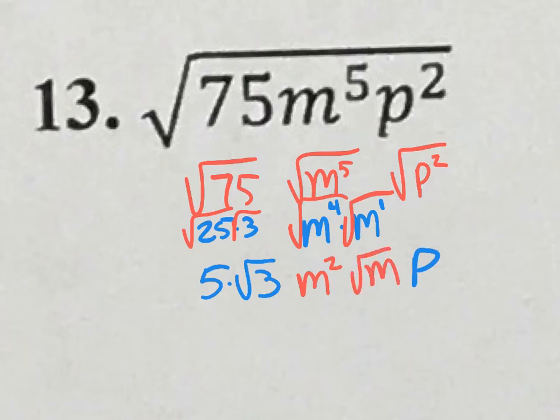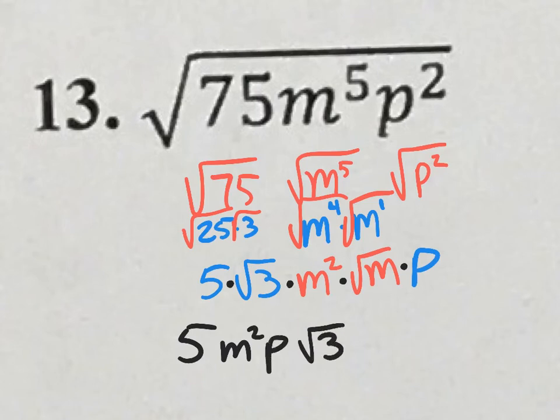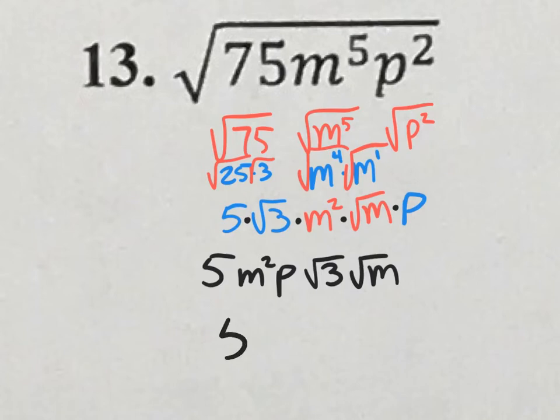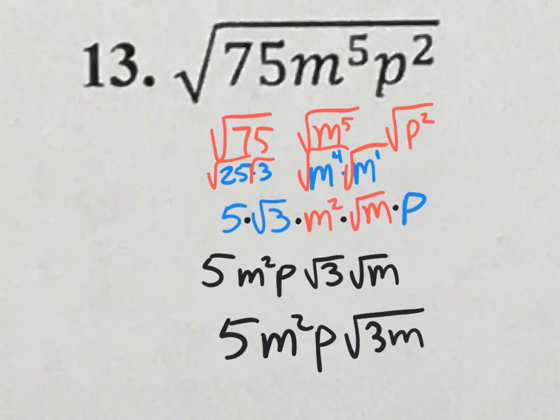So you have all of these things that you're multiplying. 5 times the square root of 3 times m squared times the square root of m times p. You want to put the radicals at the end and the numbers and letters at the beginning. So I'm going to have a 5 first, and then I'm going to have an m squared, and then I'm going to have the p. And then at the end, I'm going to have the square root of 3 times the square root of m. But then again, I could actually multiply those radical values and put them together. So I could have 5 m squared p square root of 3m. So that would be my final answer on number 13.